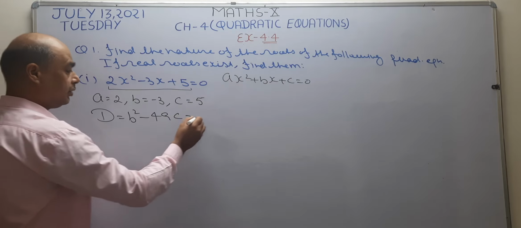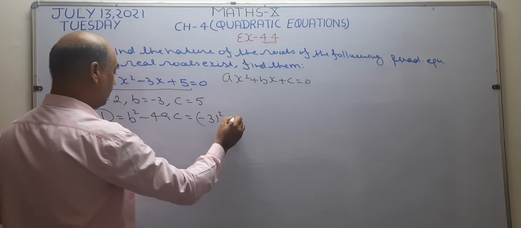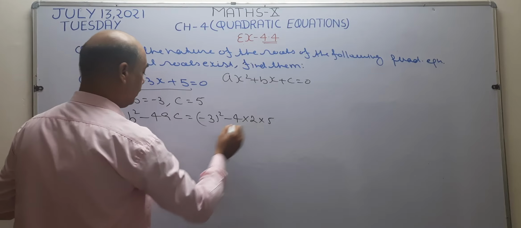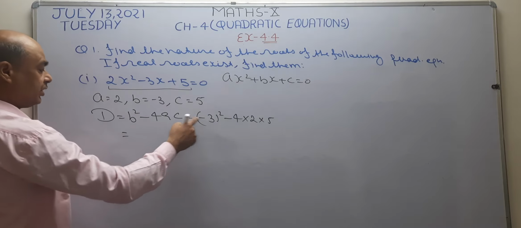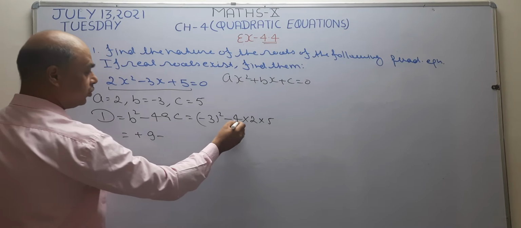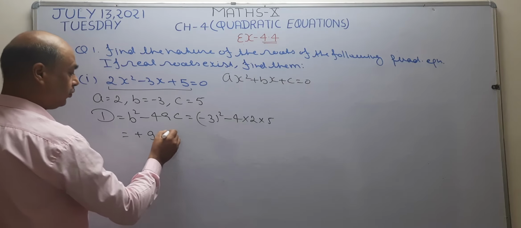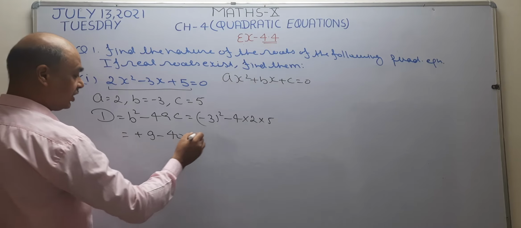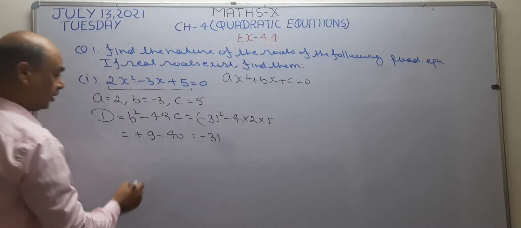What is the value of b? Minus 3. Minus 4. a is 2. What is c? 5. Now see, the square of minus is plus. The square of 3 is 9. Minus sign is there. 2 4s are 8, 8 5s are 40. As you know, when plus and minus are combined, the sign of the larger number is taken. So this becomes minus 31.